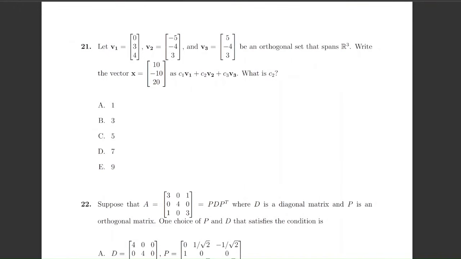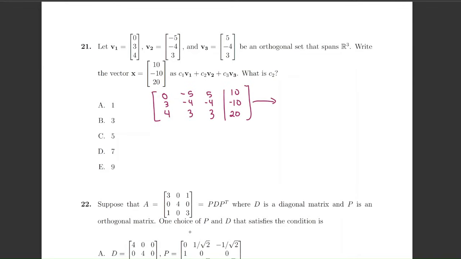Okay, so let v1 equal this, v2 equal this, and v3 equal this vector, and this is an orthogonal set that spans R^3. The vector x is written in this form. What is C2? Okay, this is just a row reduction problem in disguise, so we can put this into our augmented matrix form pretty quickly, where you have 0, 3, 4, negative 5, negative 4, 3, 5, negative 4, 3, 10, negative 10, 20, and you just start row reducing.